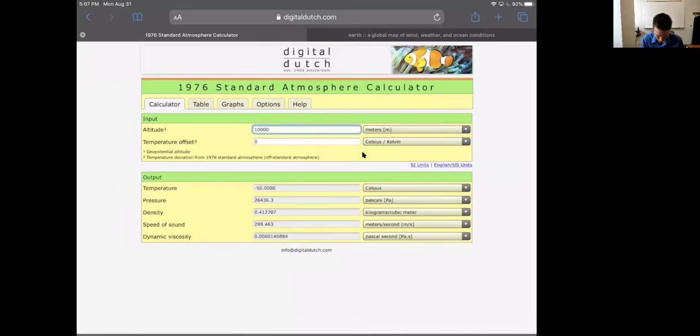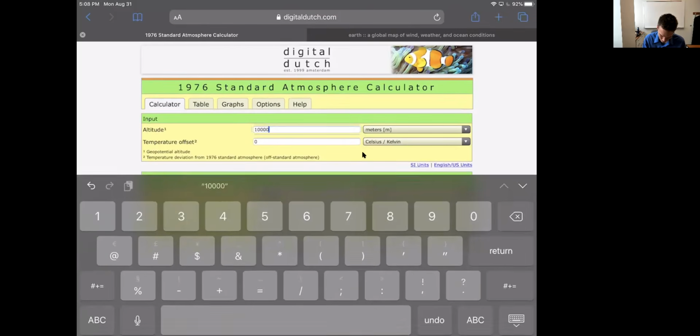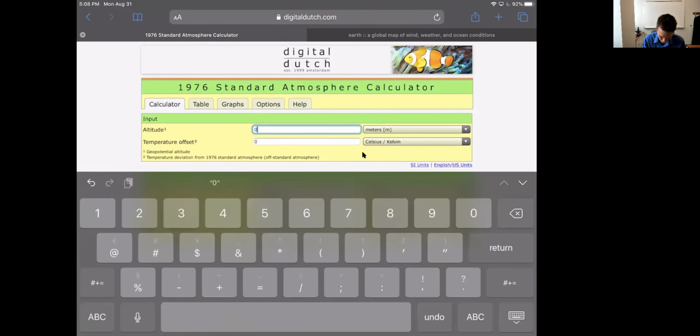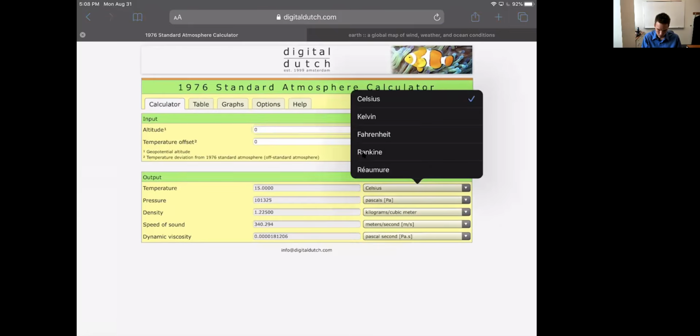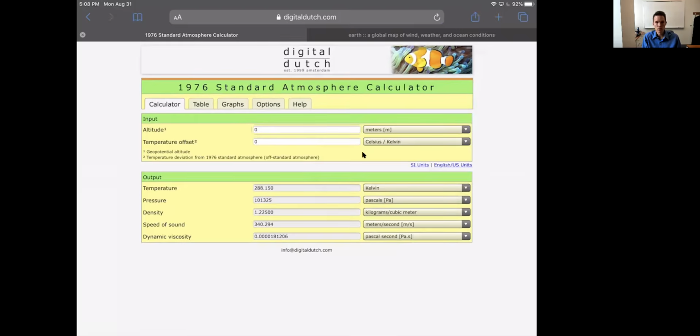Let's say we want 10,000 meters, and you can see that the temperature, pressure, density, speed of sound, dynamic viscosity, it's giving me all these things, and as we change the altitude, we can put it back to 0, back to sea level. It's going to give me different properties, so I can get values for all of these. This is very convenient to look these things up.